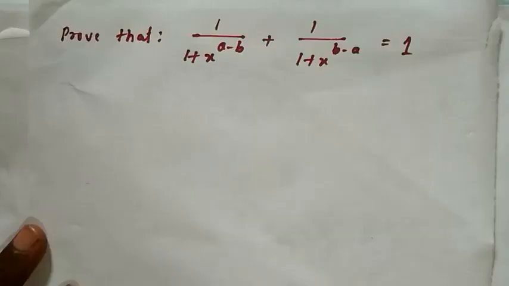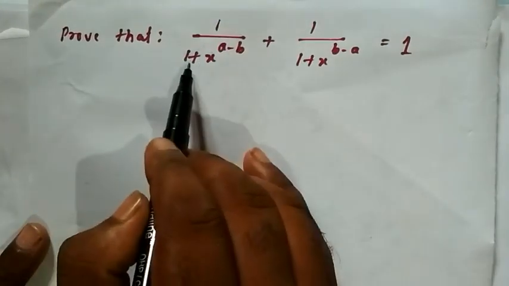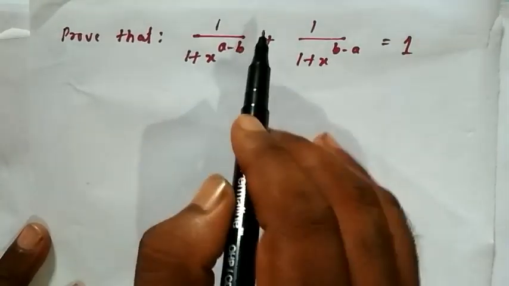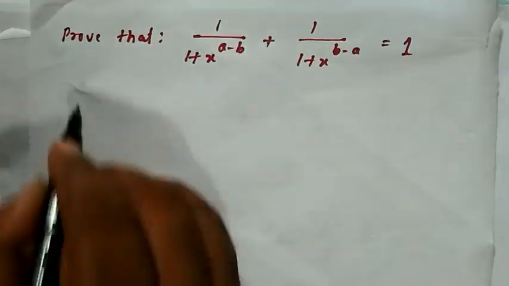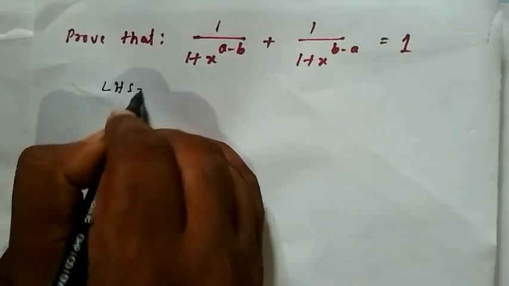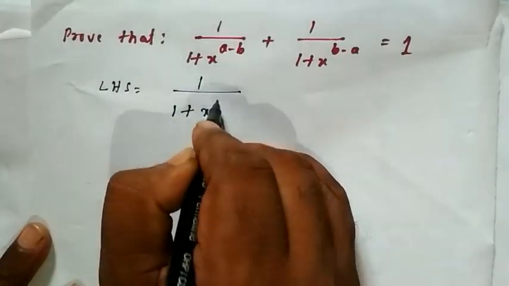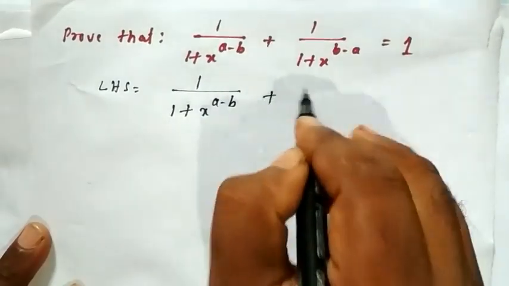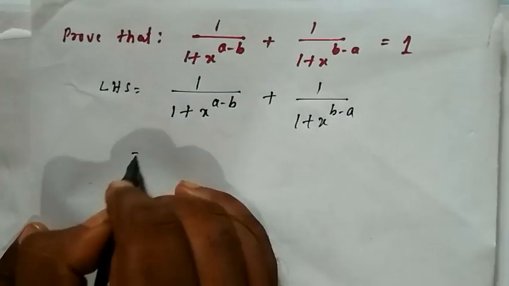Now students, I'll prove another question. 1 by 1 plus x to the power of a minus b plus 1 by 1 plus x to the power of b minus a is equal to 1. So first write LHS. LHS is equal to 1 upon 1 plus x to the power of a minus b plus 1 upon 1 plus x to the power of b minus a.